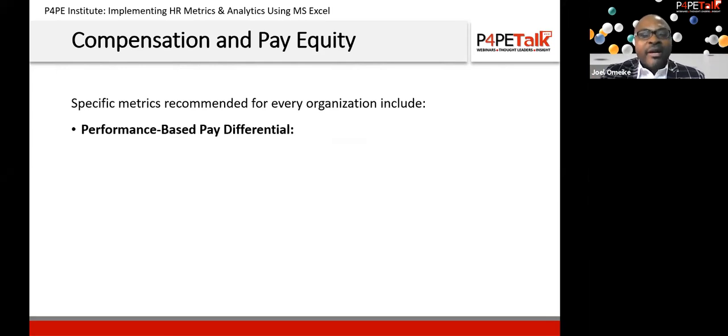An example of such a metric is your performance-based pay differential. Performance-based pay differential is asking, how much are you paying this person for performing compared to what you're paying this person for performing? So if Joel receives 200,000 as his performance pay, and another employee receives 150,000 as his performance pay, what was the difference between these two? The difference is 50,000. Is that not so? Yes, the difference is 50,000.